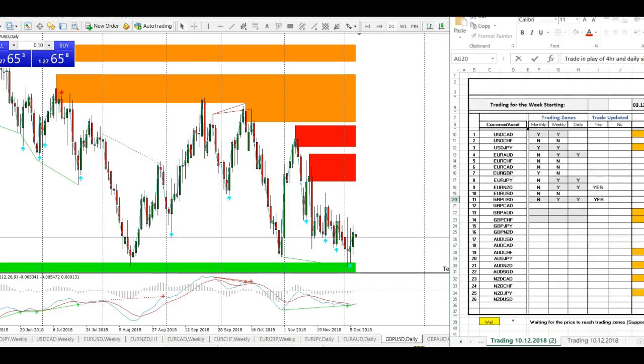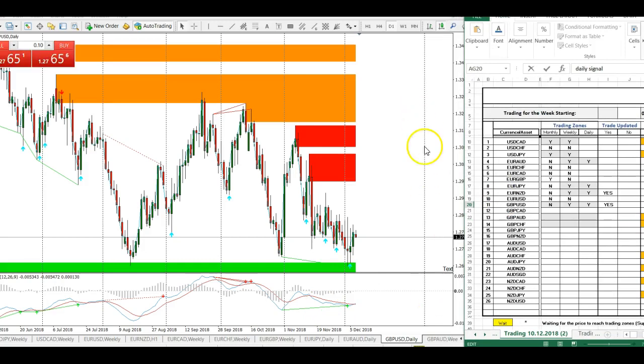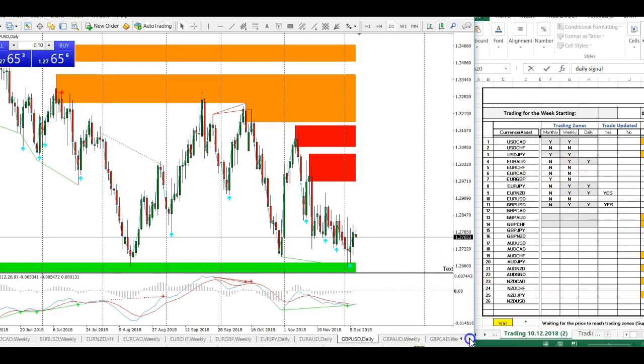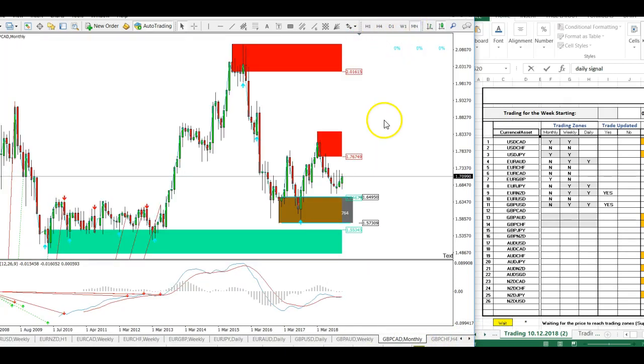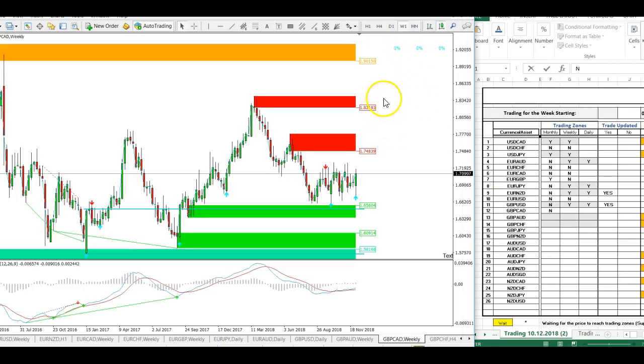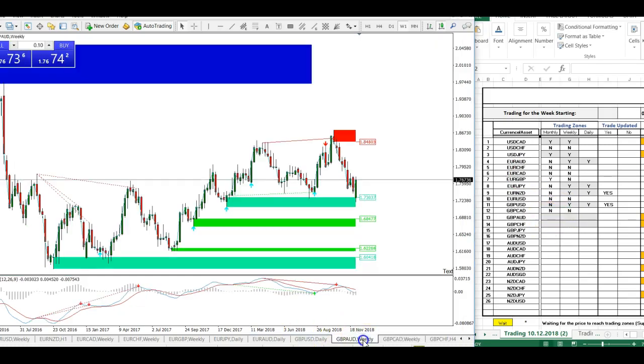British Pound Canadian. See how simple this is? Everything's automated. You just have to go through the process, answer two simple questions, and then you can set the trade. Next one is British Pound Canadian. Are we at a monthly? No. Are we at a weekly? No. So we don't even have to look at that. Let's move on to the next asset.